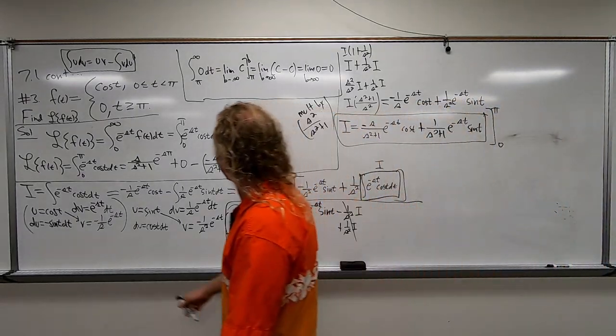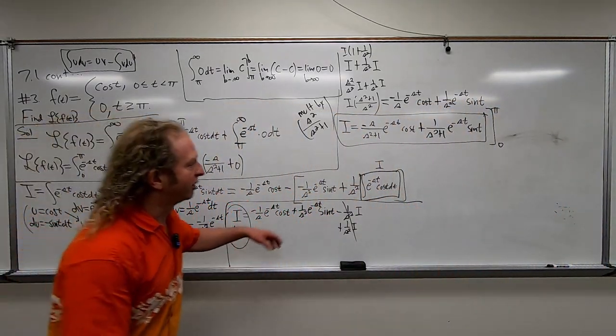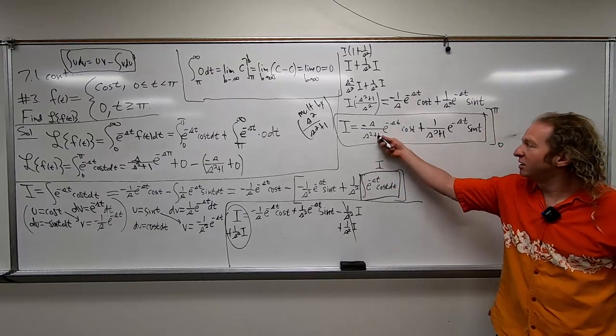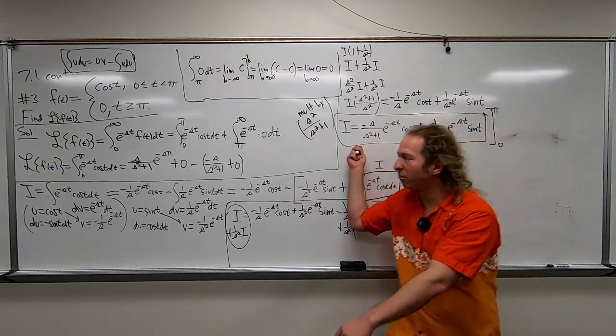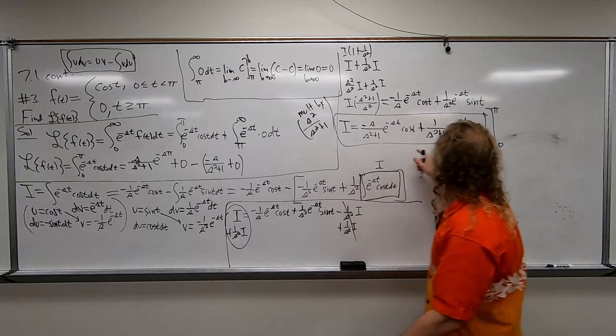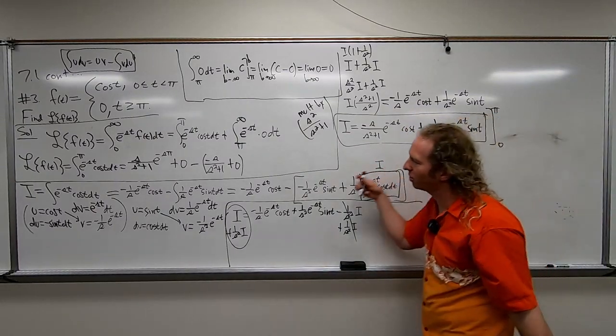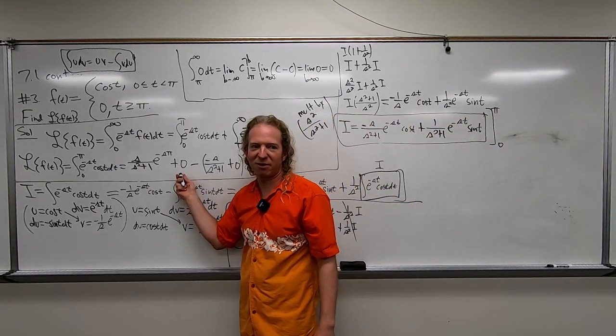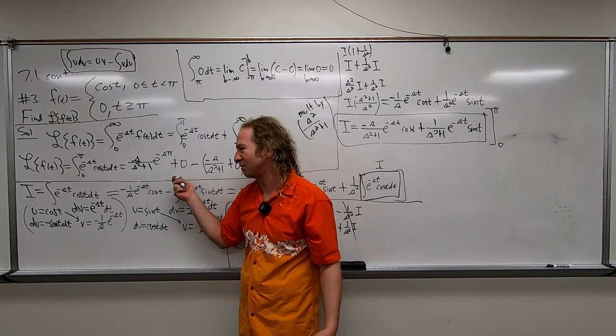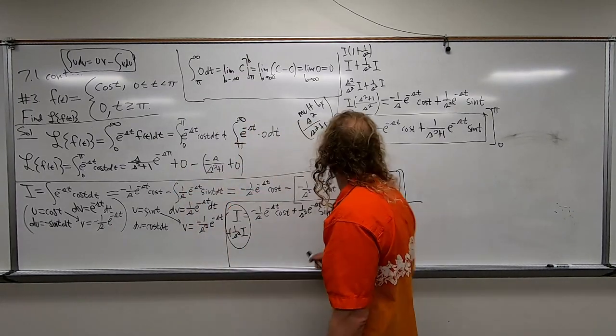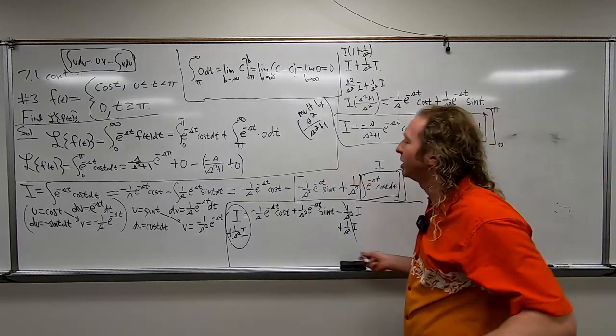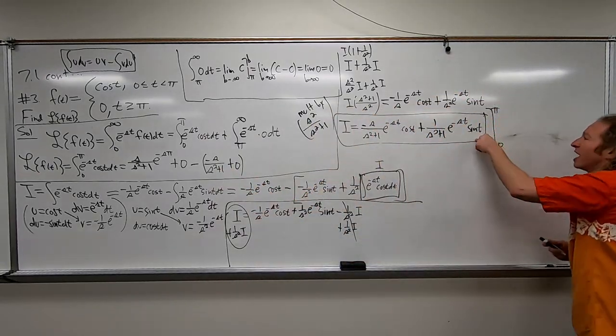Let me just go over that again, just to make sure it's good. So we plugged in pi, we got e to the negative s pi, cosine of pi is negative 1, boom, it became positive. We plugged in pi here, sine of pi is 0, so this term vanishes. That's the word they use in old math books. The term vanishes. It means it goes to 0. Minus. Plug in 0. Cosine of 0 is 1, so we get this. Plug in 0 here. Sine of 0 is 0.